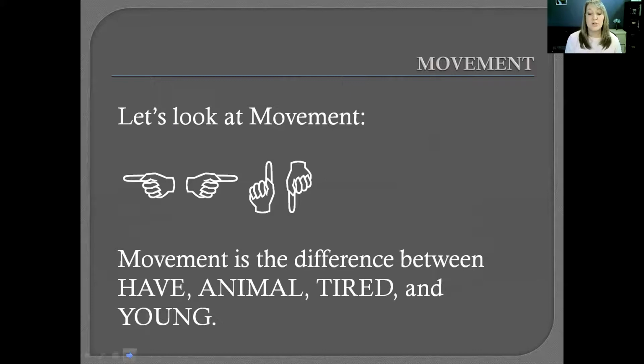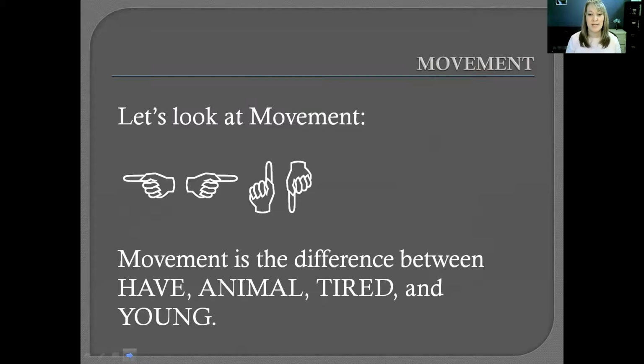Now I'm going to encourage you to not try to remember the signs that I'm signing here, because these are so close, you're going to get them mixed up forever. So just look at what I'm signing here and go, oh, that's interesting. I understand what you're talking about movement, but don't try to remember them right now. We will learn them later in an order where you'll be able to remember them. If you try to remember them all now, you're going to mix them all up. Okay, so movement is the difference between these four signs.